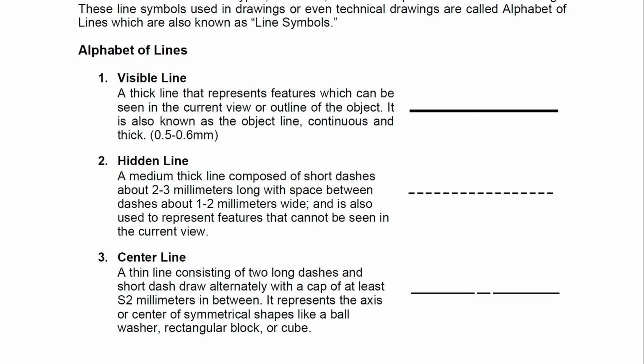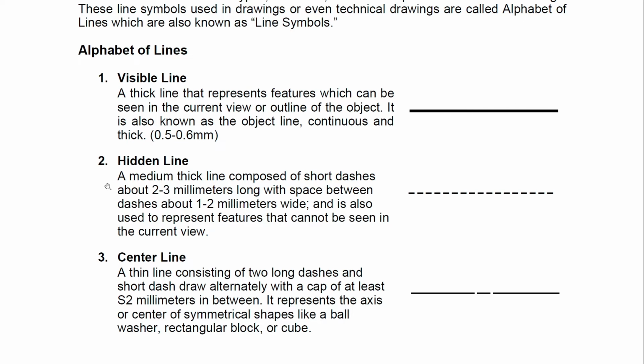Okay, so we have first the visible line. Visible line is a thick line that represents features which can be seen in the current view or outline of the object. It is also known as the object line. It is continuous and thick. So the size of the visible line is 0.5 to 0.6 millimeter thick. So this is an example of visible line.